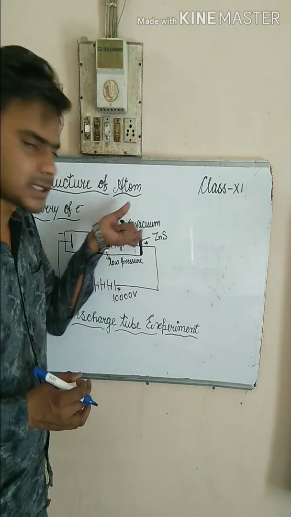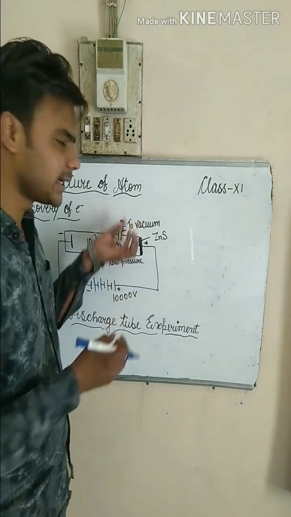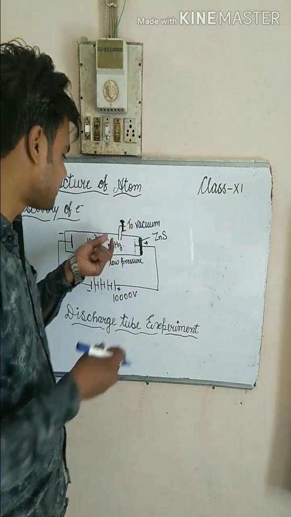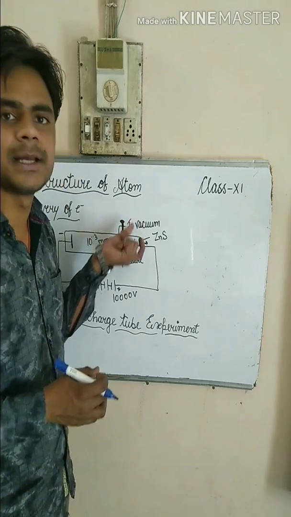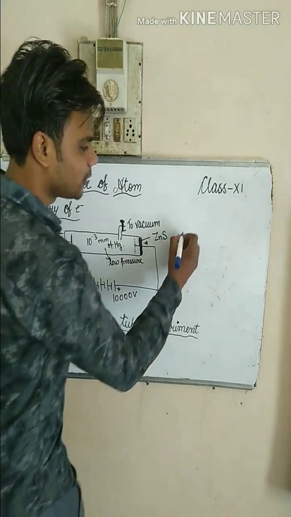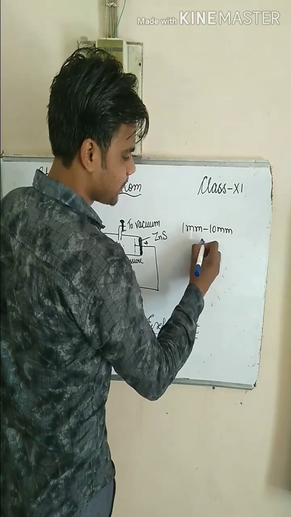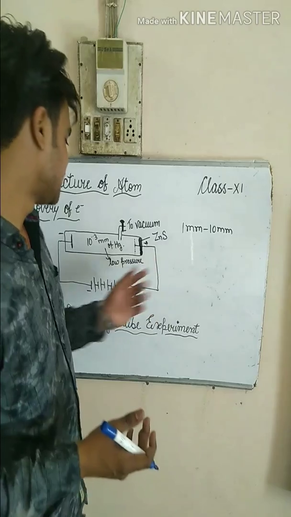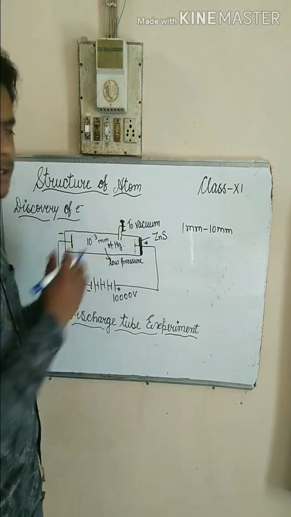Because of this evacuation pump, if we fill any gas inside the discharge tube, it makes it almost a vacuum. The pressure is not negligible; some pressure is there. What pressure we have to maintain is controlled only by the evacuation pump, that is, about 1 millimeter to 10 millimeters of mmHg. This much pressure is created inside the discharge tube.